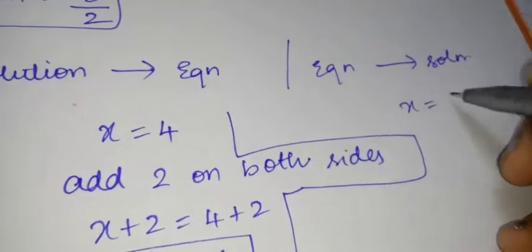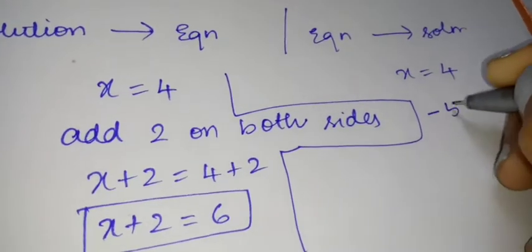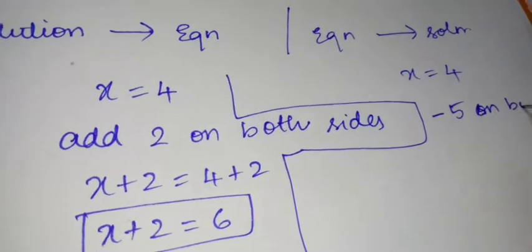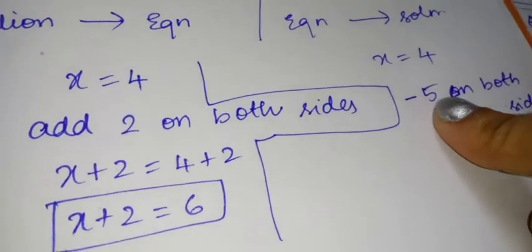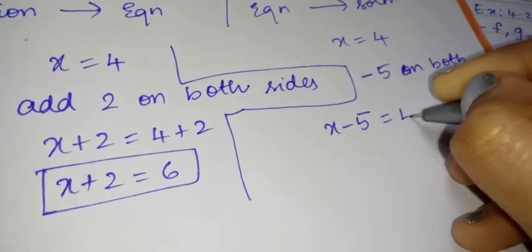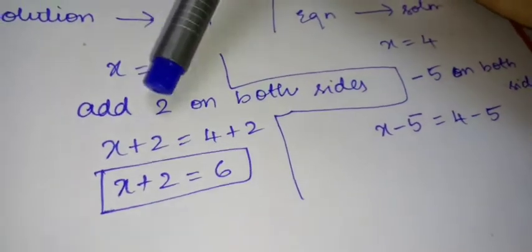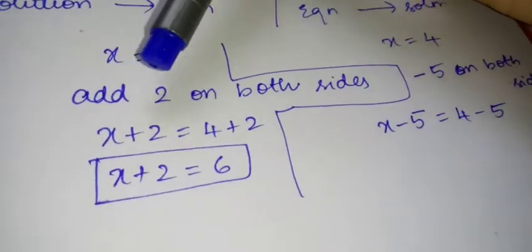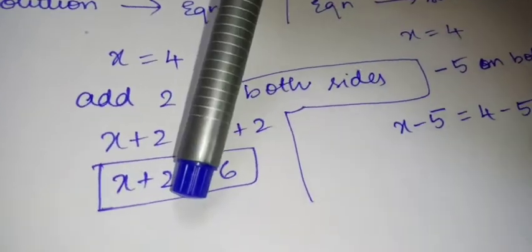x is equal to 4 is the solution. So I am doing subtract 5 on both sides. Minus 5 I have written, which means subtract 5 on both the sides. So x minus 5 equal to 4 minus 5. Is it correct? Now I have added some value on both the sides. So I added 2 on both the sides and I found one equation. This is also one of the equations.